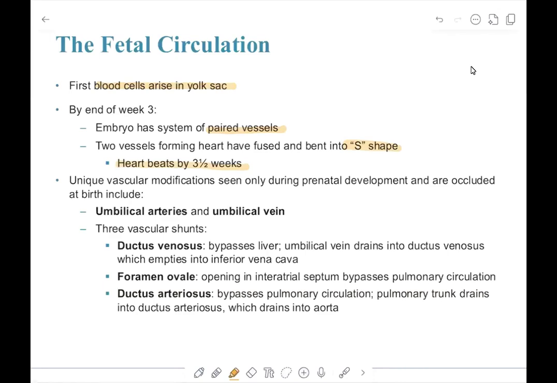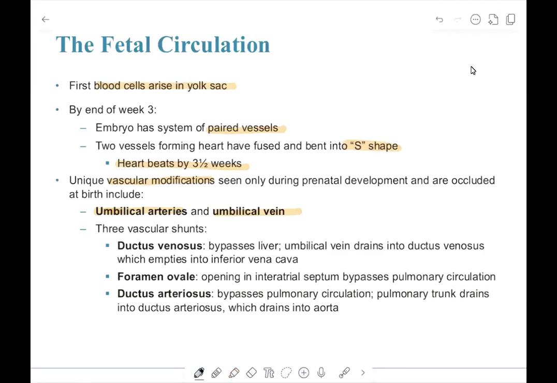So we're going to talk about these unique vascular modifications that occur because during prenatal development, some modifications have to be present and they're occluded at birth. So we have umbilical arteries and umbilical veins, and also a series of shunts.